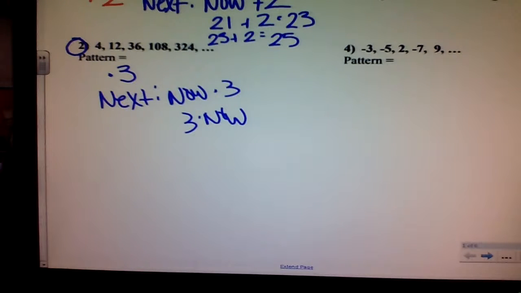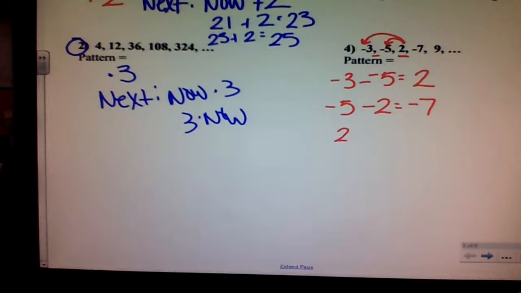Your pattern is: to get this number, I need to go back and take this number and subtract this number. So -3 minus -5 is a +2. Remember, minus a negative becomes a plus, a positive. -5 minus 2 is -7. 2 minus -7 is 9.